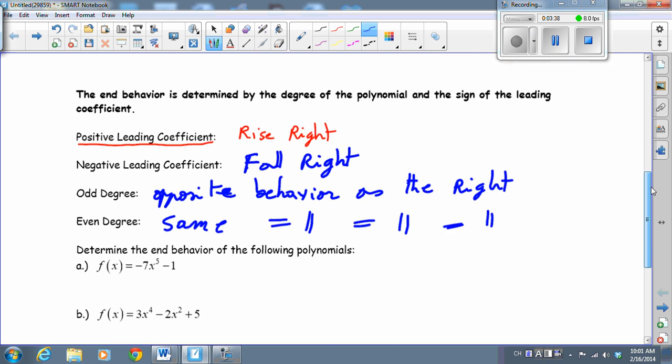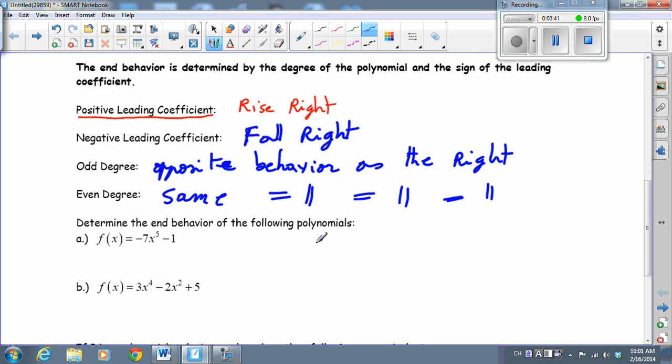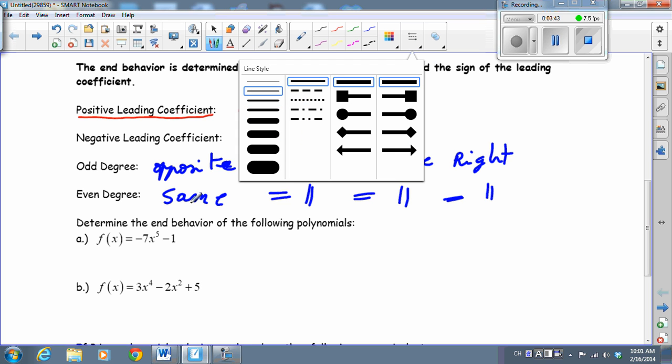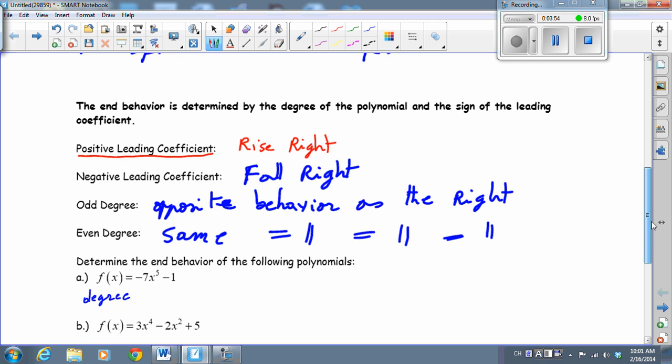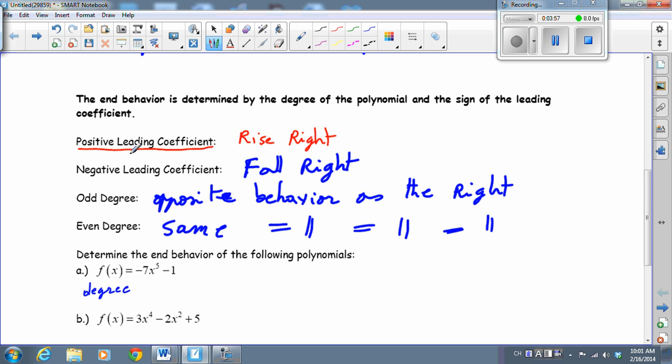Alright, let's look at the first one. It says determine the end behavior of the following polynomial. The first thing I will look for is the degree. The degree of the polynomial here is 5. The fact that it has an odd degree. Now let's look at the leading coefficient instead, not the degree yet. The leading coefficient is -7. In other words, the leading coefficient is negative.